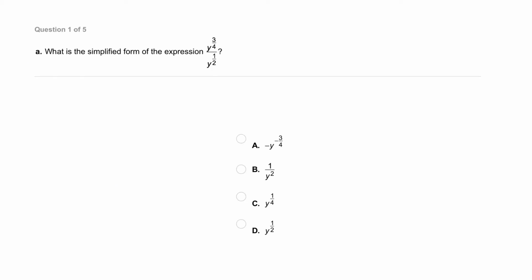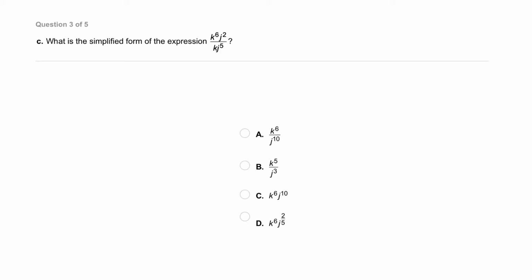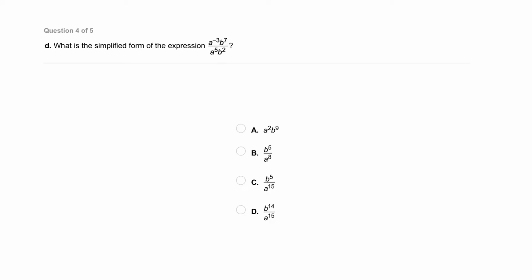Your turn. Part A. What is the simplified form of the expression y to the 3/4 power over y to the 1/2 power? B. How about the simplified form of the expression d to the 7/2 power over d cubed? C. How about the expression k to the 6th power j squared over kj to the 5th power? D. A to the negative 3 power b to the 7th power over a to the 5th b squared.